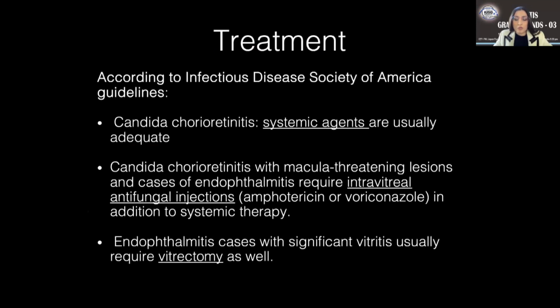According to the Infectious Diseases Society of America guidelines, endogenous fungal endophthalmitis treatment includes systemic agents alone in chorioretinitis, the addition of intravitreal antifungal injections in macula-threatening chorioretinitis lesions or endophthalmitis, and the addition of vitrectomy in endophthalmitis cases with significant vitritis.